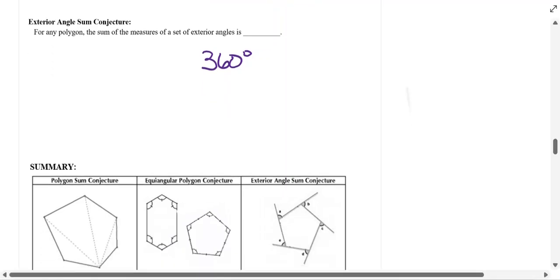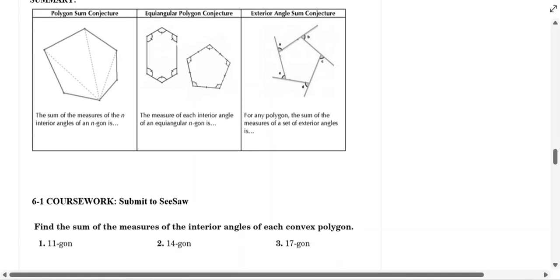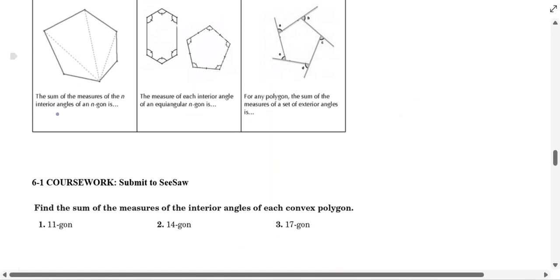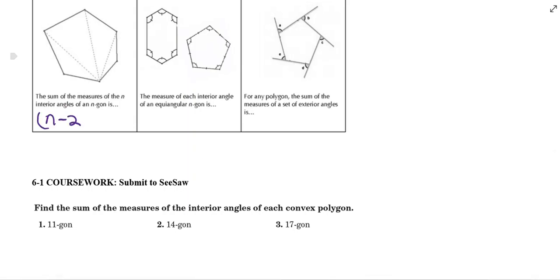So for our summary, we have the sum of the measures of the interior angles, or the number of sides minus 2 times 180. The measure of each interior angle of a regular n-gon is n minus 2 times 180 divided by n. The exterior angles of any polygon will always add up to be 360 degrees.